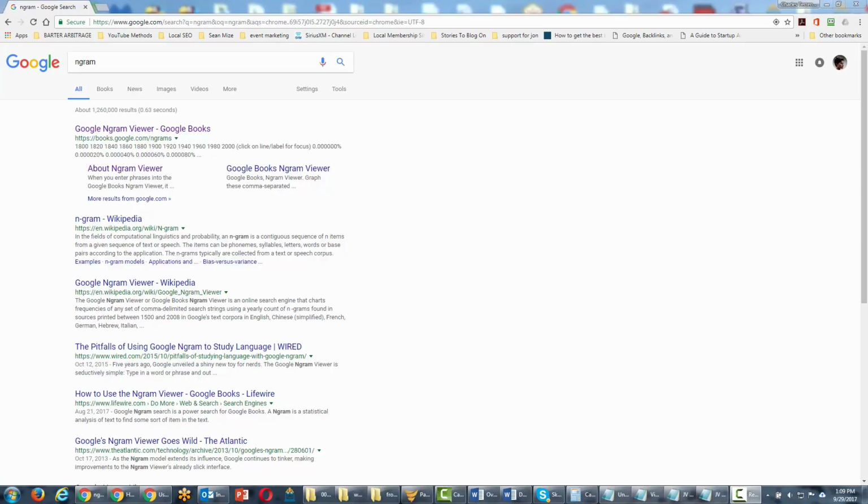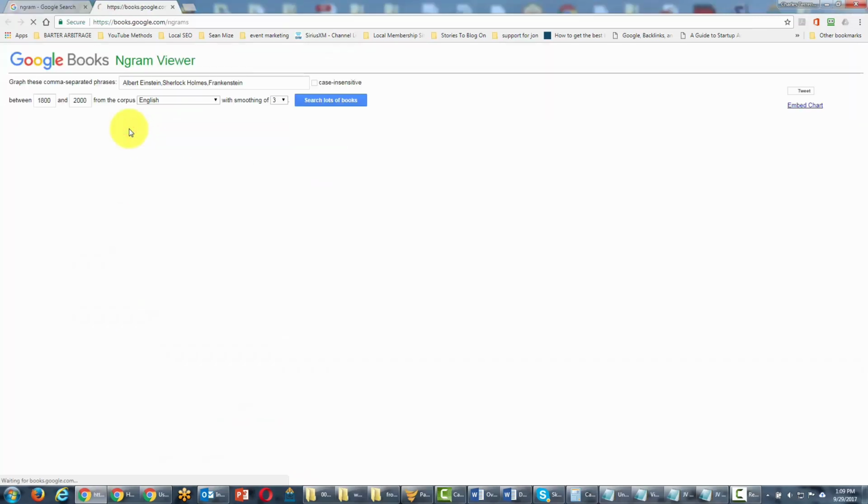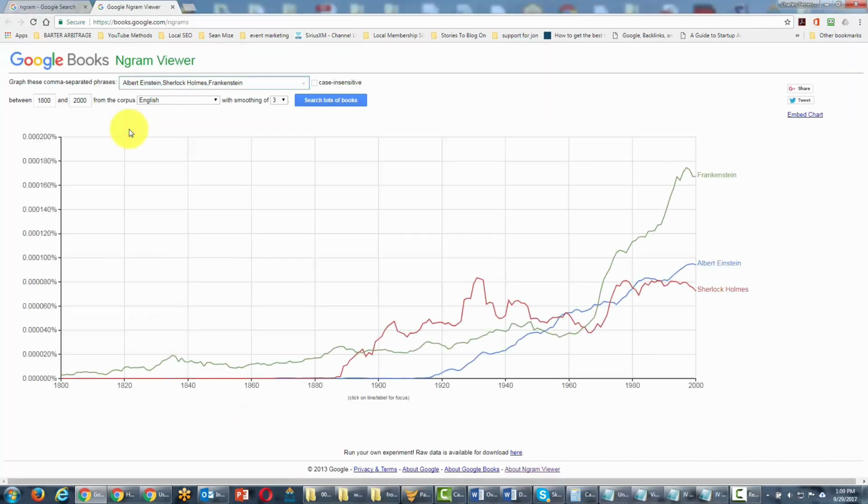Welcome back. You are now looking at Google search, and you'll notice that what's written in the search box is the word ngram, N-G-R-A-M. If you click that link, the very first result, it's going to take you to Google Ngram Viewer. What Google Ngram Viewer does is it shows you the popularity of a phrase in published books from 1800 to 2000. And so it really gives you an indication of how popular an idea really is.